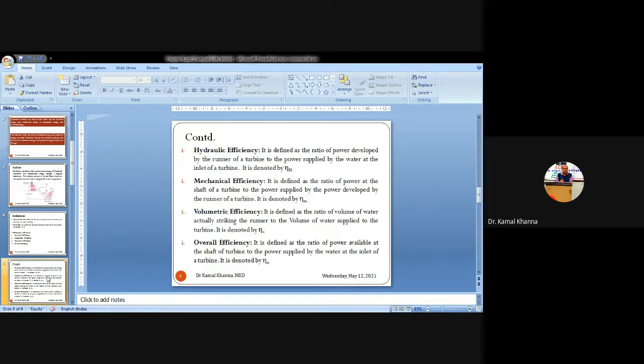All these efficiencies are denoted by eta with a subscript of the first letter of their name. That is, the hydraulic efficiency is denoted by eta h. Mechanical efficiency is denoted by eta m. Volumetric efficiency is denoted by eta v. And the last one, the overall efficiency, is denoted by eta naught, that is eta o.